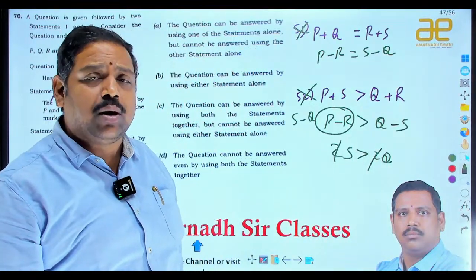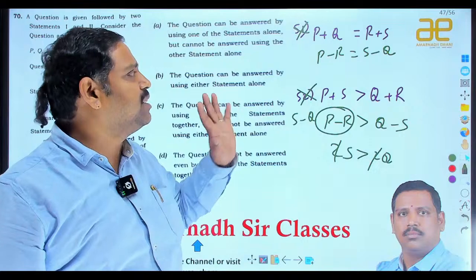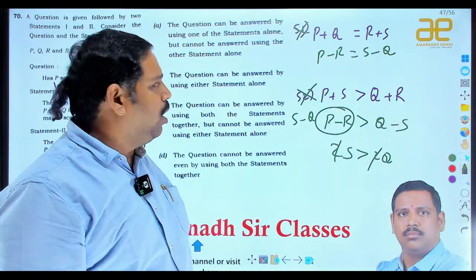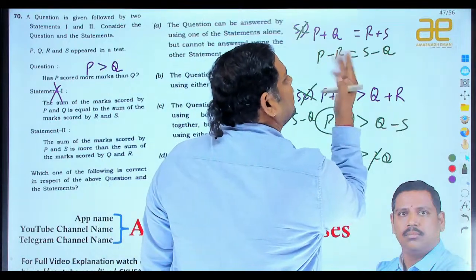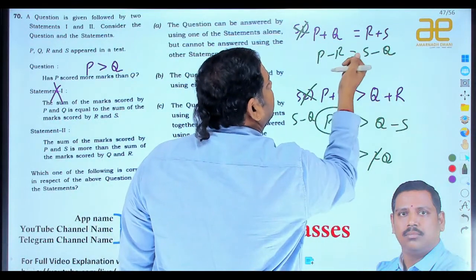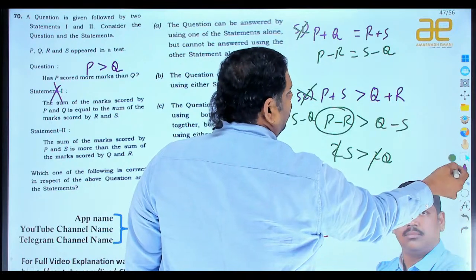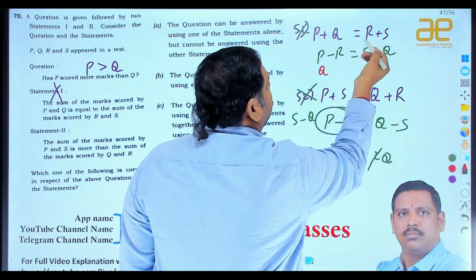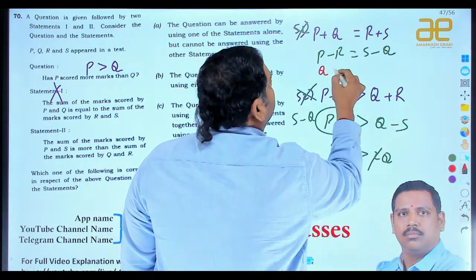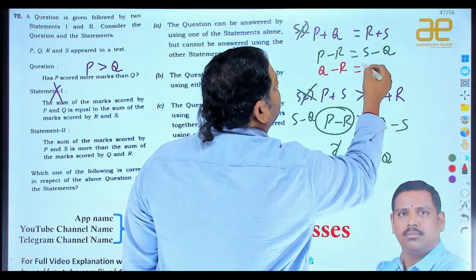The question is not about S and Q, the question is about P and Q. So this is not useful for you. If it is not useful, change it. You moved Q to that side, right? Now I'm moving P that side, and R this side. Then Q minus R is equal to, moving the P this side, S minus P.